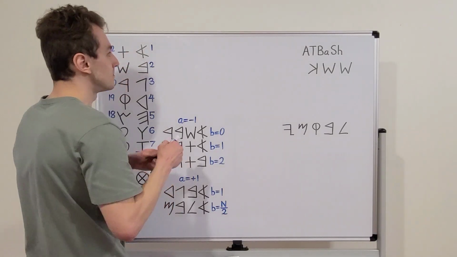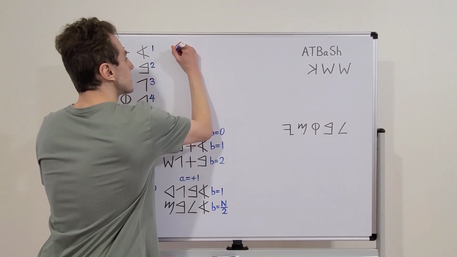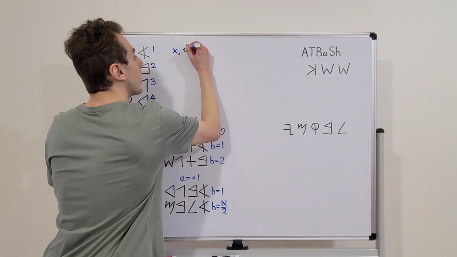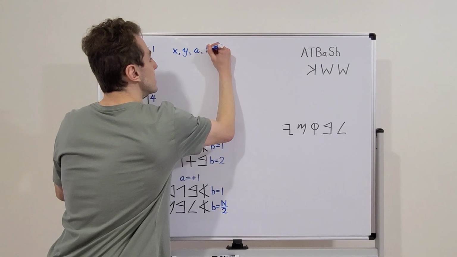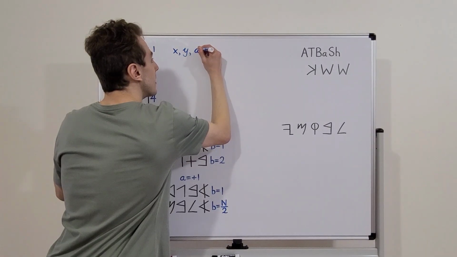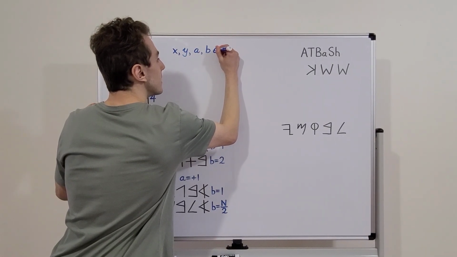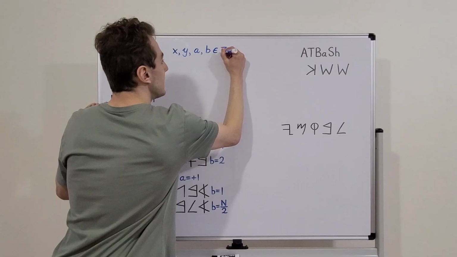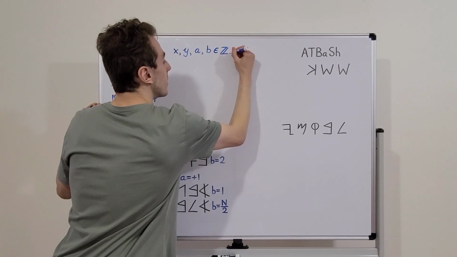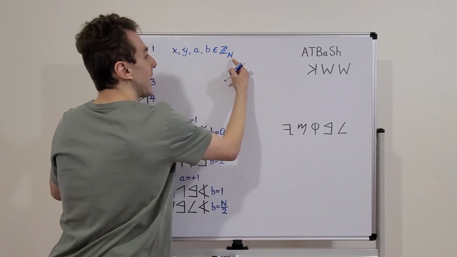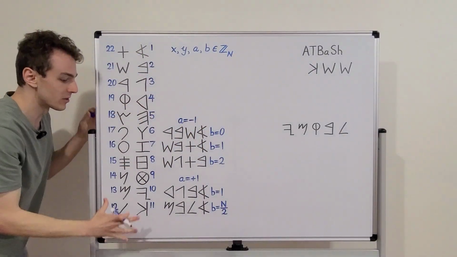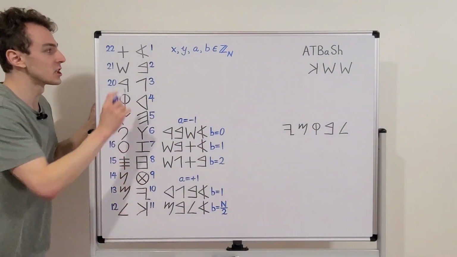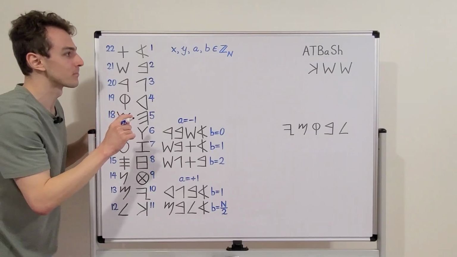So we need to define x, y, a, and b. And these are all elements of the integers mod n. n is the number of letters in the alphabet. So for this case, we're dealing with n equals 22.